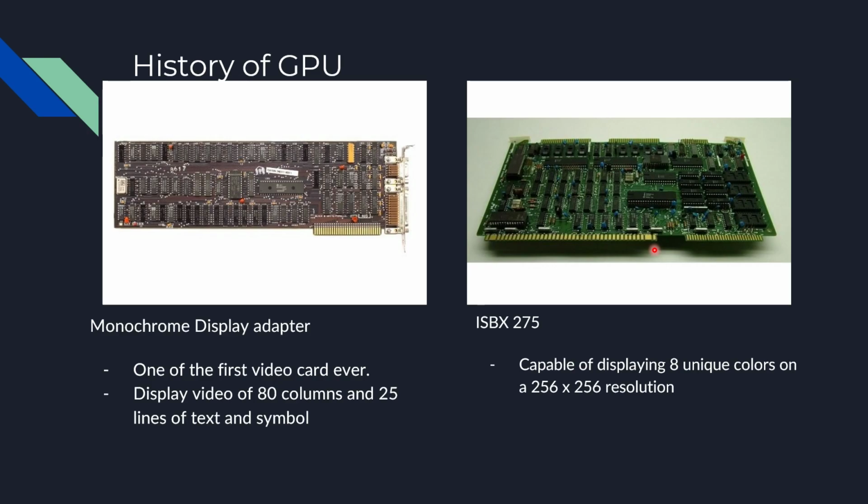But the first GPU for the computer is a monochrome display adapter. It was able to display video of 80 columns and 25 lines of text and symbols. Another example of a graphics card is the iSBX 275. It was capable of displaying 8 unique colors on a 256 by 256 resolution. So it was a pretty small resolution with pretty much 8 different unique colors.